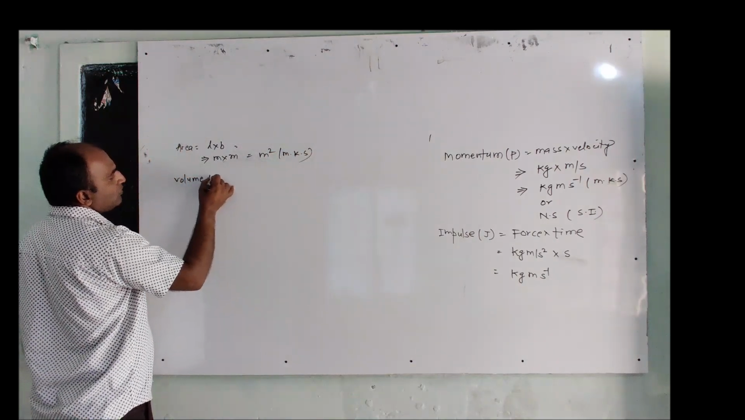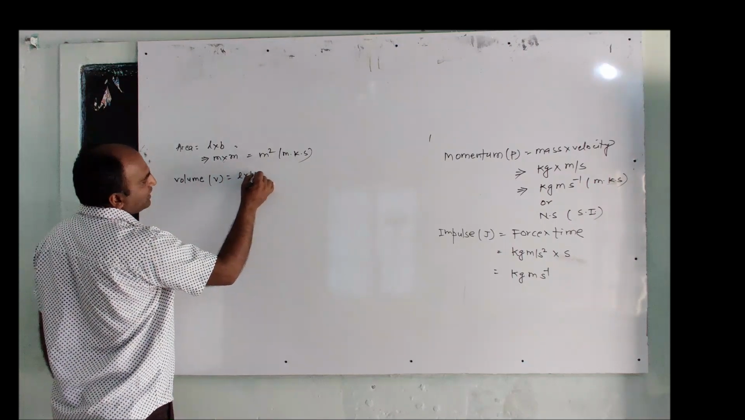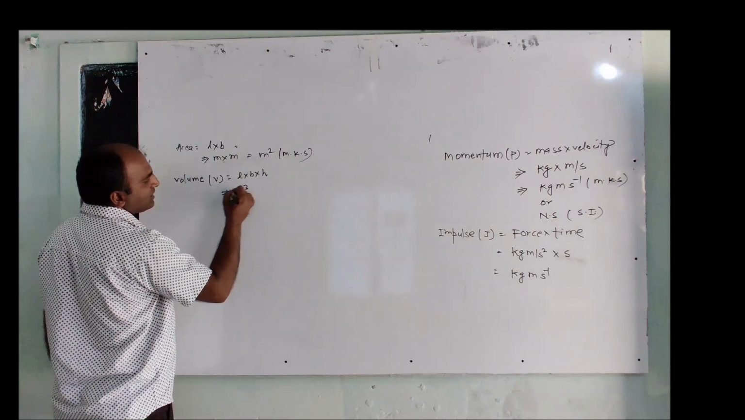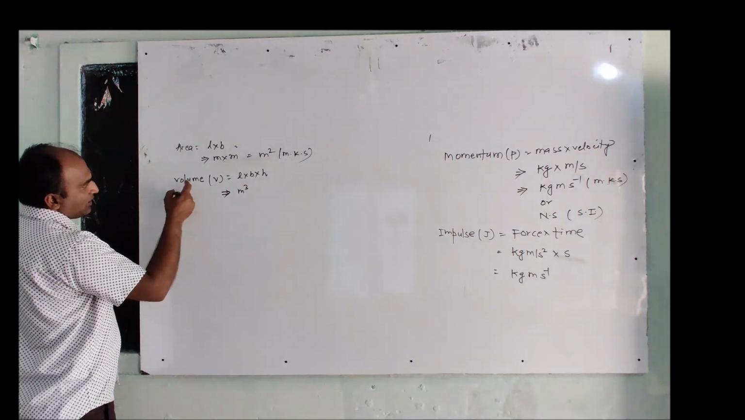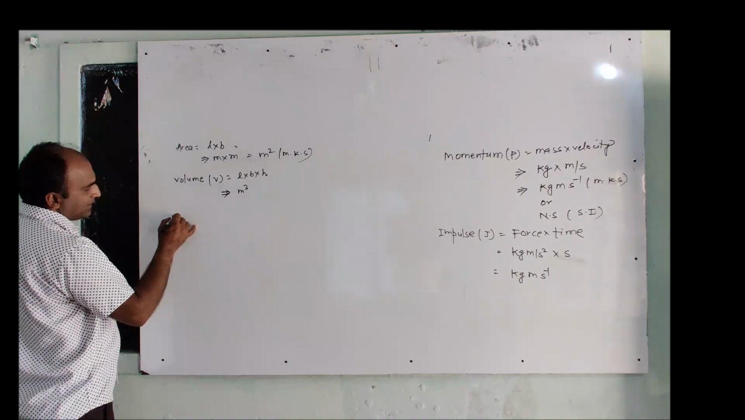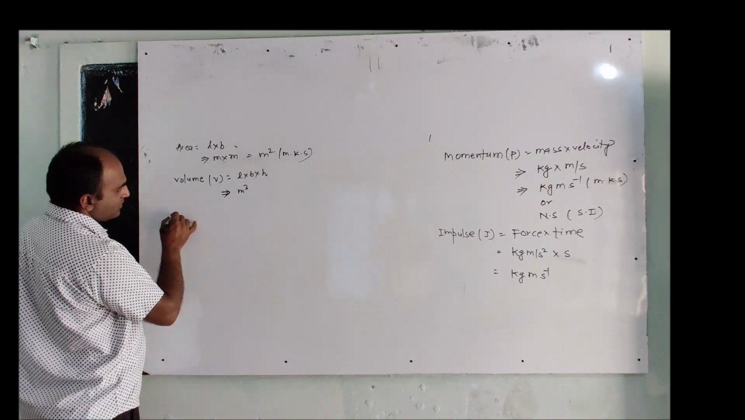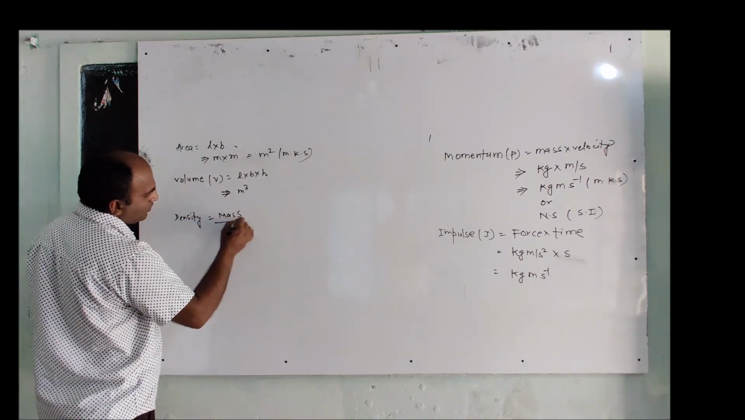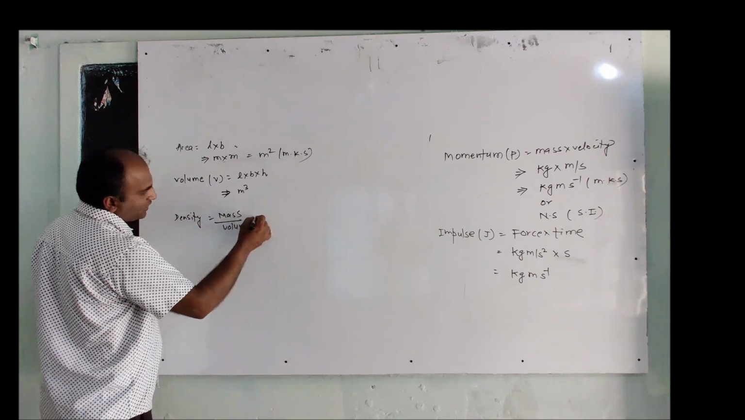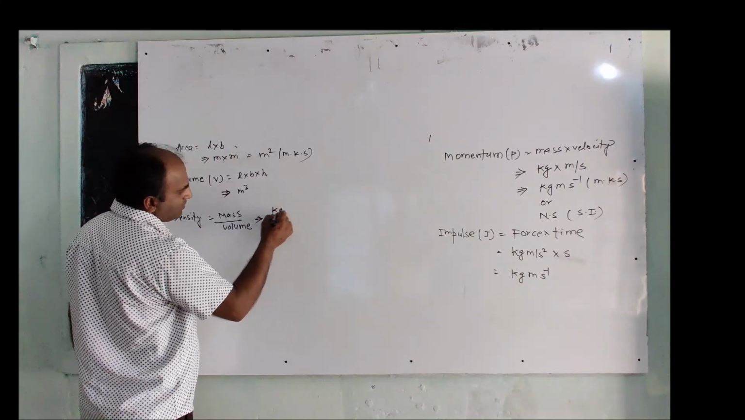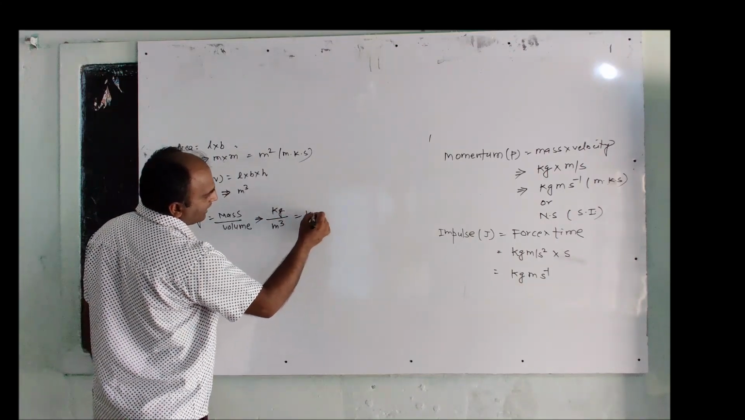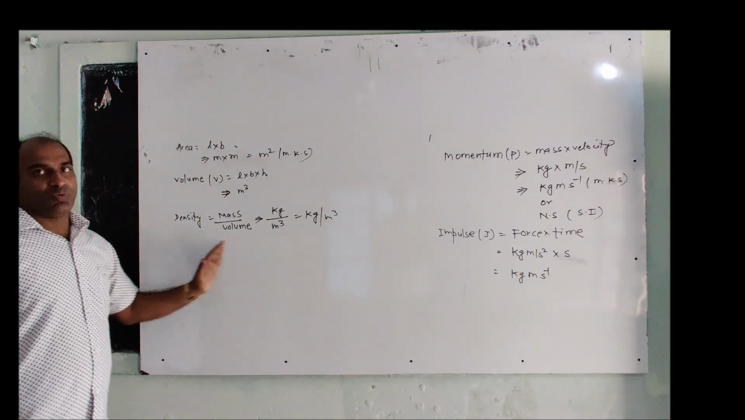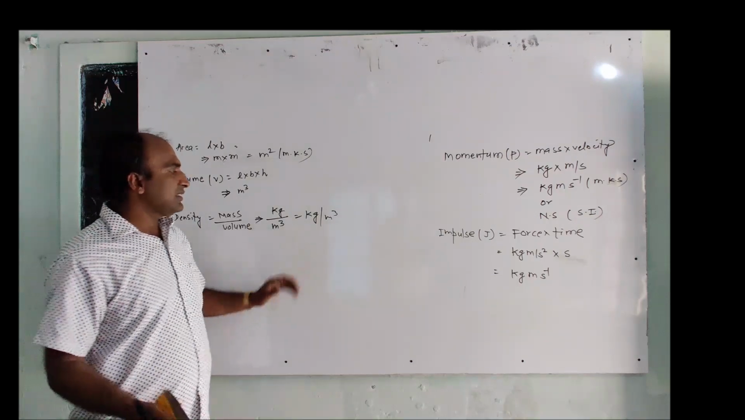Like the unit of volume, V equal to L into B into H, so its unit will be cubic meter. Area, volume, density equal to mass by volume. This unit is kg per cubic meter. In this way, we can derive the unit of some of the physical quantities.